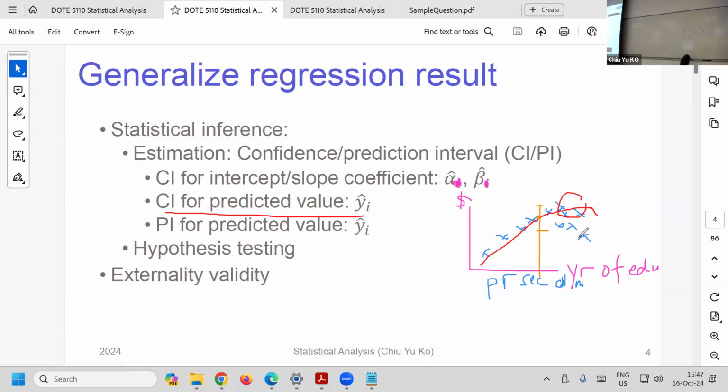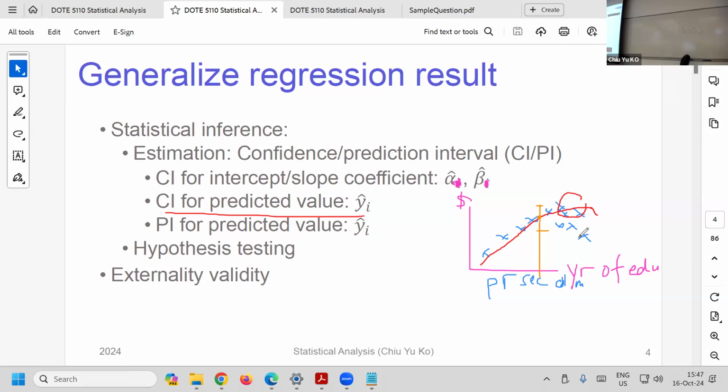And there's a slight complication in regression. We have to distinguish what's the CI and PI, okay? CI is an estimate on the average value, right? And PI is for a particular value. Okay, and the main difference is like this, right?